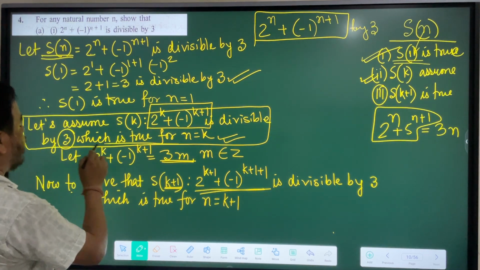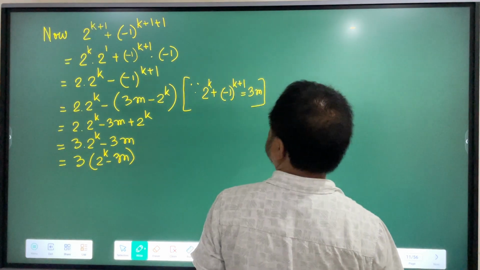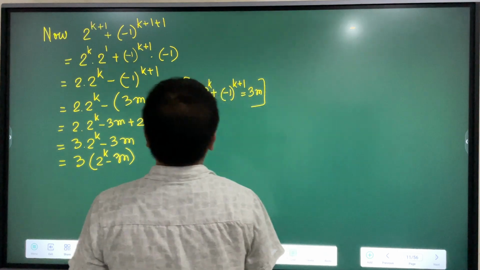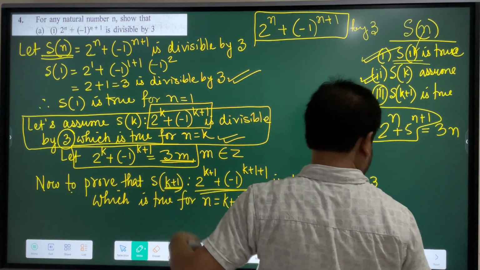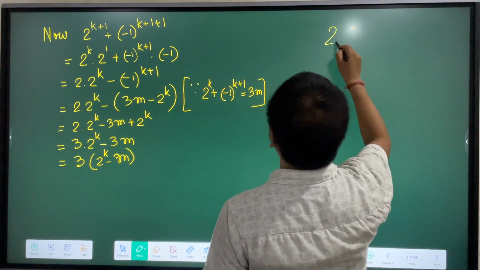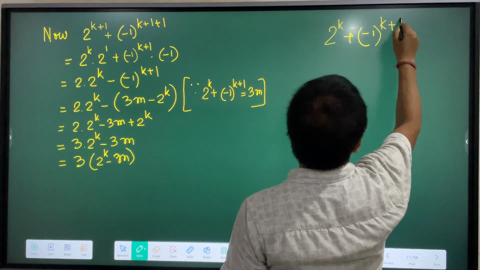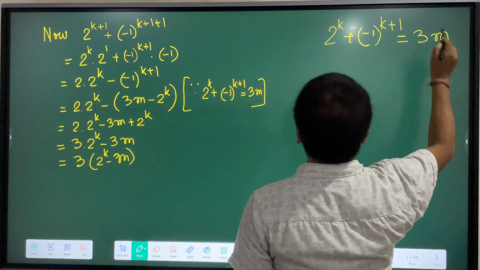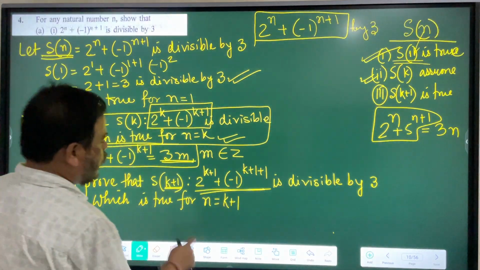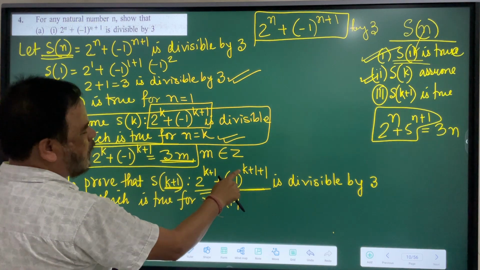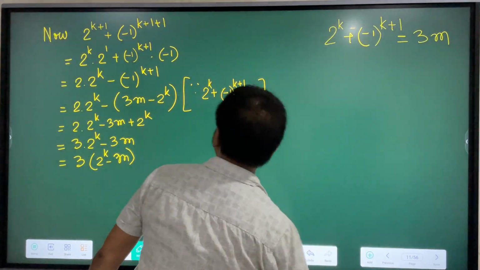So this term let us write again, so that we can do the sum easily. Let me write it in this page: 2 to the power k plus (-1) to the power k plus 1 equals 3m. Okay. Now what is to prove? That 2 to the power k plus 1 plus (-1) to the power k plus 1 is divisible by 3. This is what we have to prove. So let us prove now.